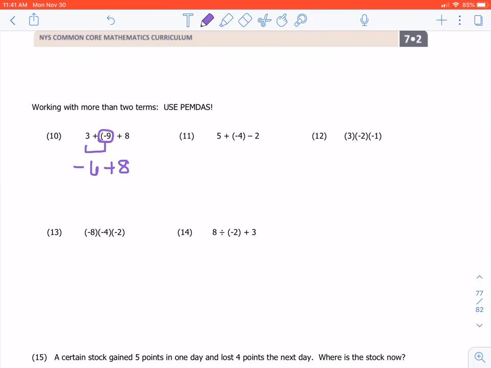All right, so now we're going to add negative 6 plus 8. Again, opposite signs we subtract, so 8 minus 6 is 2. 8 is bigger, 8 is positive. So my answer for that first one would be positive 2.